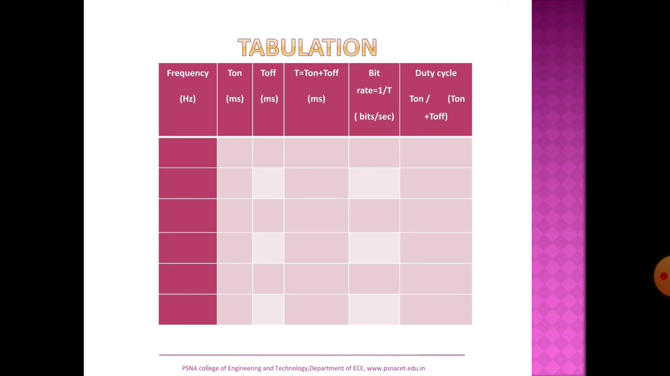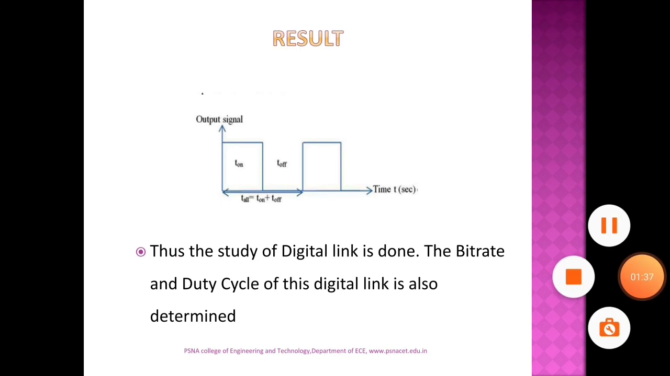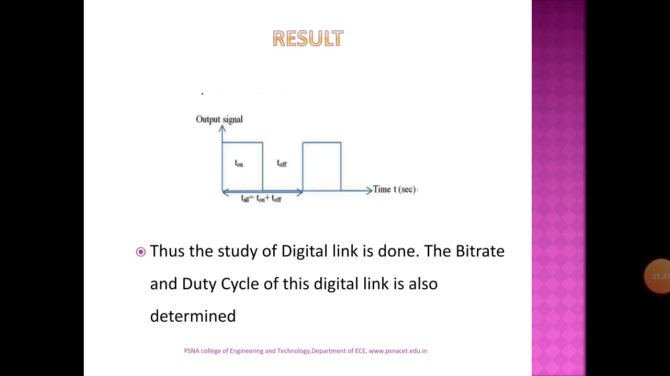Duty cycle is the fraction of the total time period for which the signal is active. We can measure it by means of the T on and T off values. So you will get a signal like this, and we have to measure this T on and T off. From these values we can understand the characteristics of the digital link.